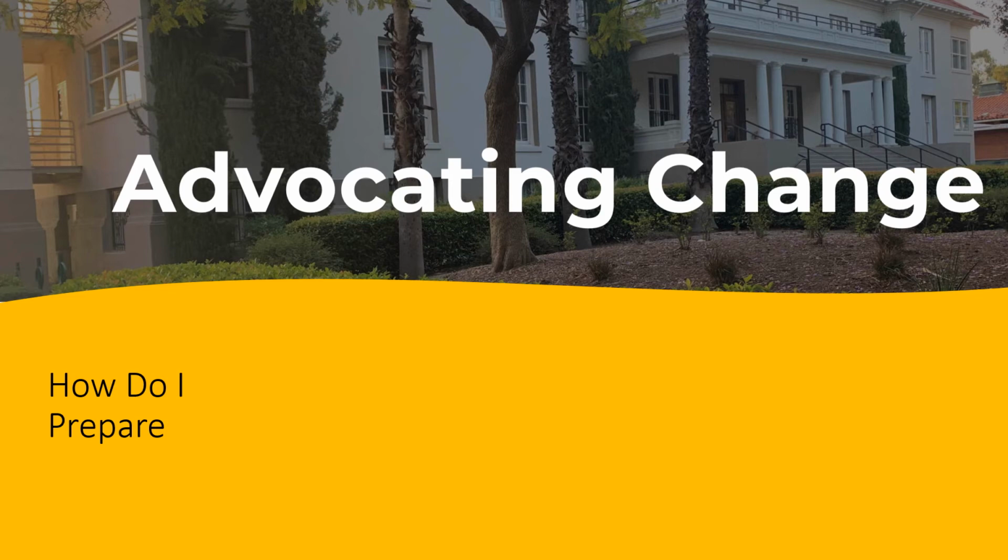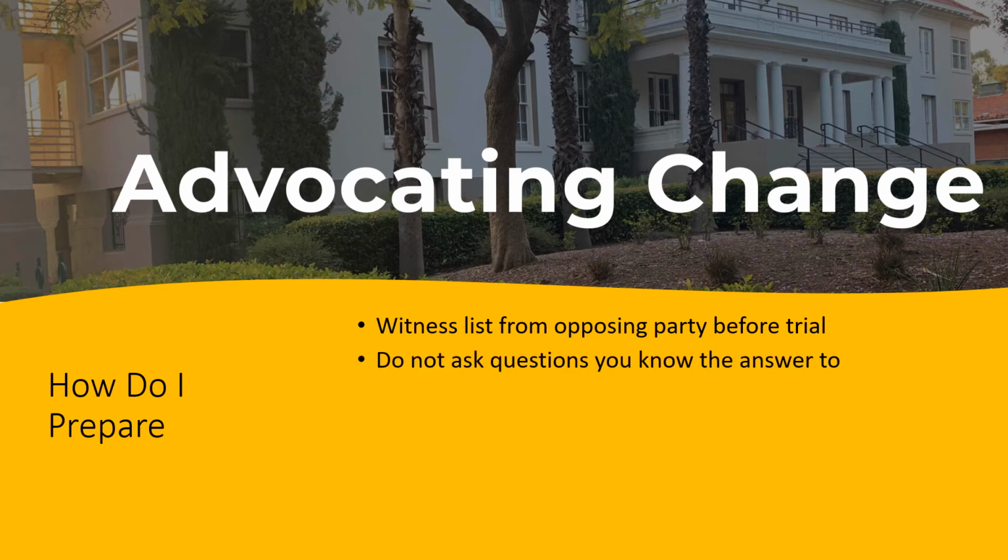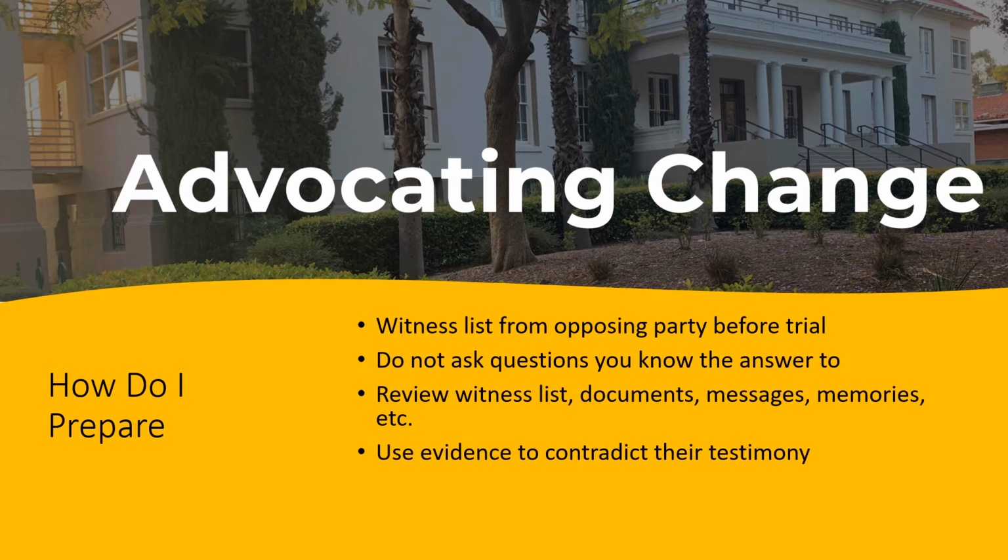During cross-examination, you will be questioning the opposing party's witness. Before trial begins, you will receive a witness list from the opposing party. Your job is to never ask a question you don't already know the answer to. Go over the witness list, review any documents, messages, memories, events, or transactions that involve this person and write them down. Write out the answers they should give based on the evidence you have of their involvement. Use your evidence to contradict their testimony if they do not tell the truth. If they tell the truth, you don't need to repeat it. It is important to bring up only one fact per question.